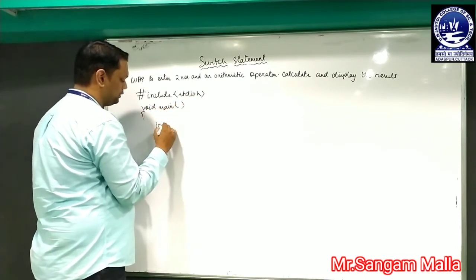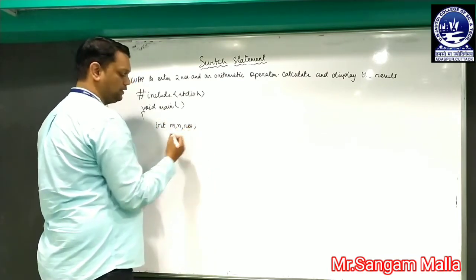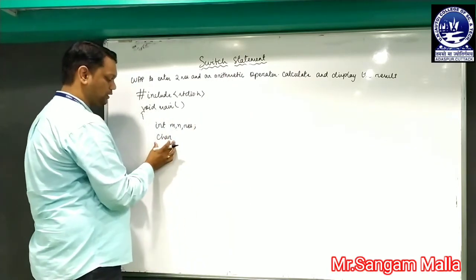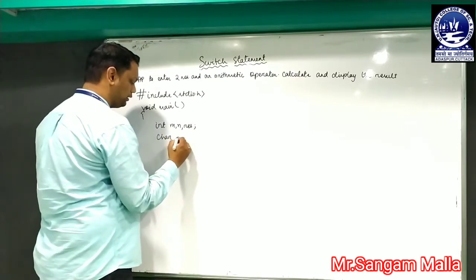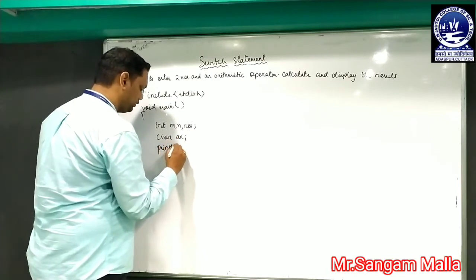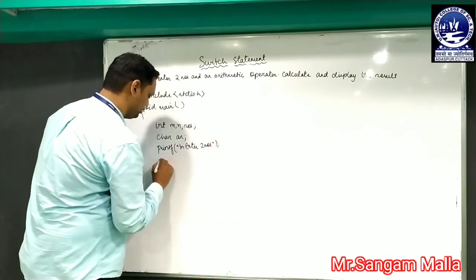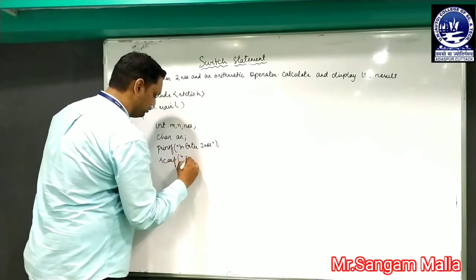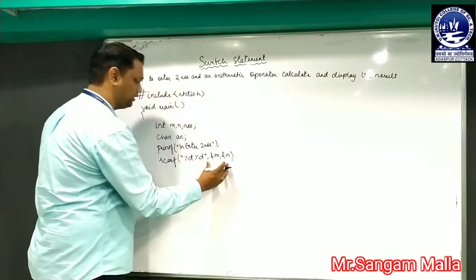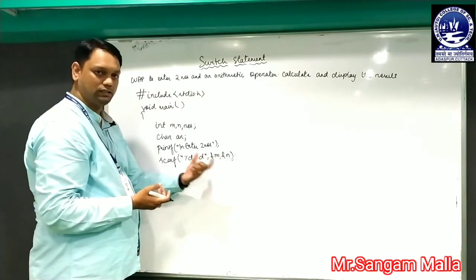So I have to take two numbers, let us say I have taken m and n, I have to calculate the result, let us say I have taken res, then I have to also take an arithmetic operator which will be considered under the character. So let us say I have taken character AR for arithmetic. Now I have to enter two numbers, so I have written enter two numbers, then scanf("%d", &m, &n). So we have entered two numbers in a single line. So this is the process of accepting numbers in a single line.